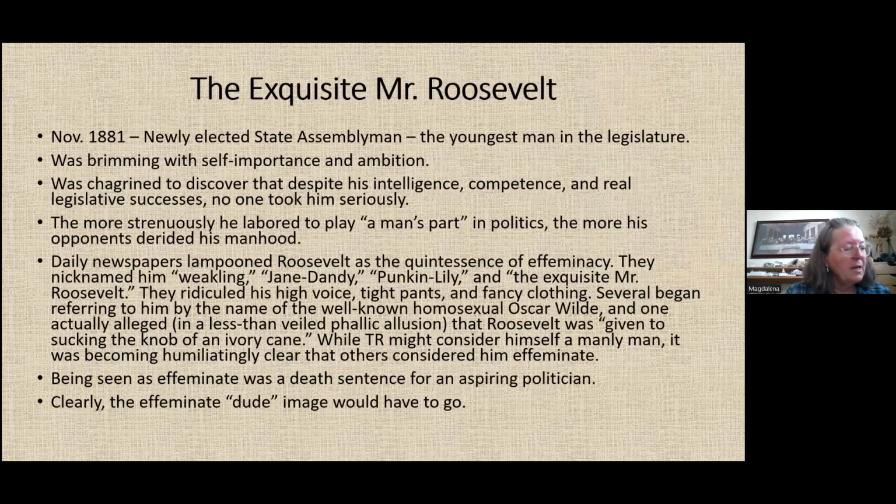In November of 1881, Teddy Roosevelt became elected state assemblyman. He was the youngest man in the legislature in New York. He was brimming with self-importance and ambition. And he was chagrined to discover that despite his intelligence, competence, and real legislative success, no one took him seriously. Because politics in Albany in the 19th century was a game played by beer and whiskey drinking men, not aristocrats.